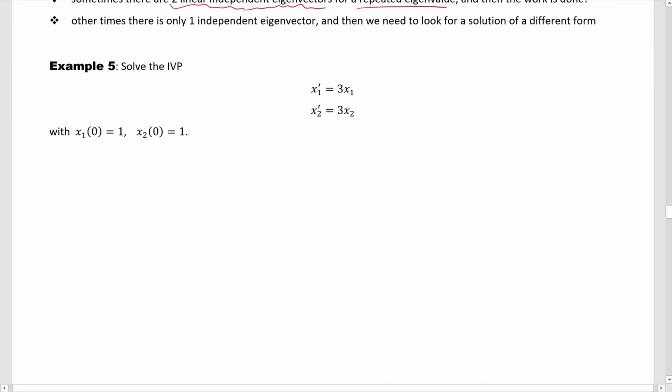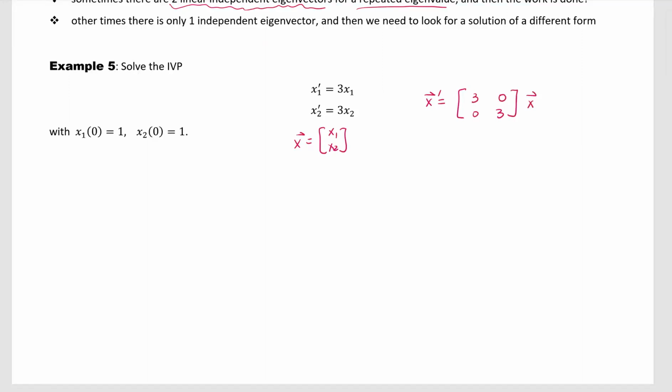So we want to solve the initial value problem system. So let x be x1, x2. Then x prime is 3x1 and 3x2. Okay, so this is the matrix A.